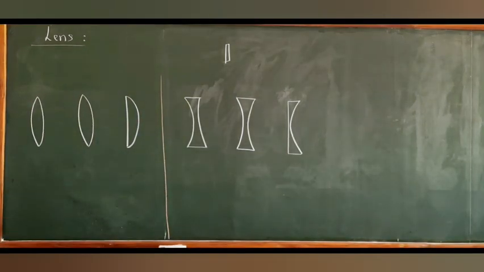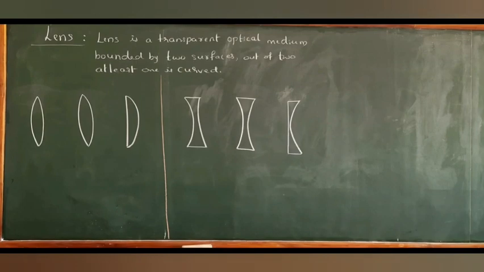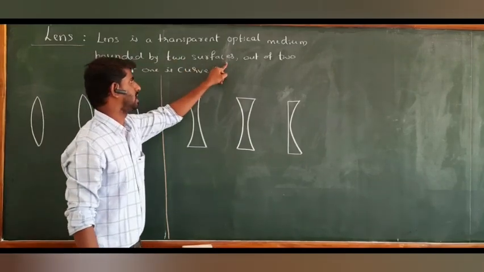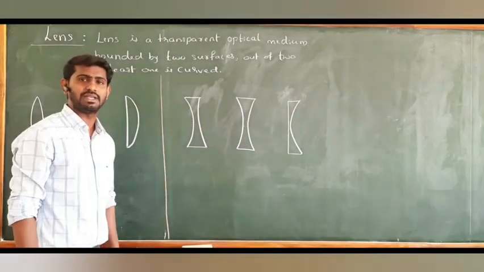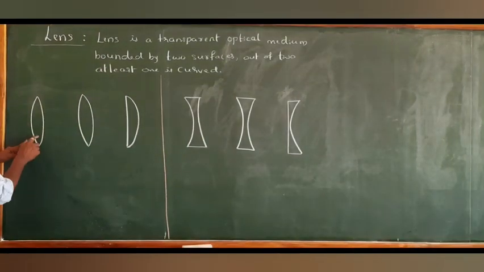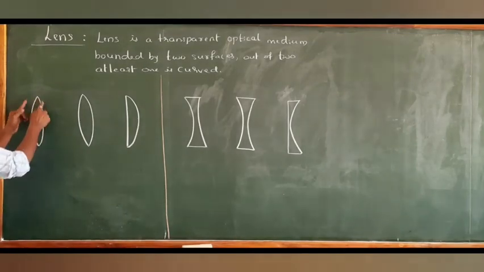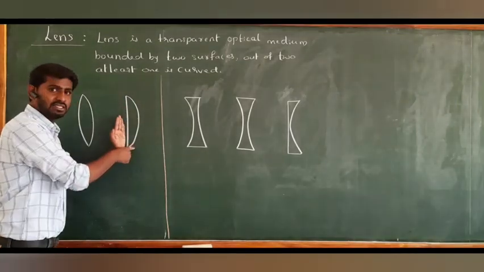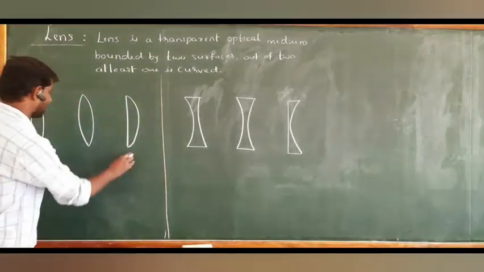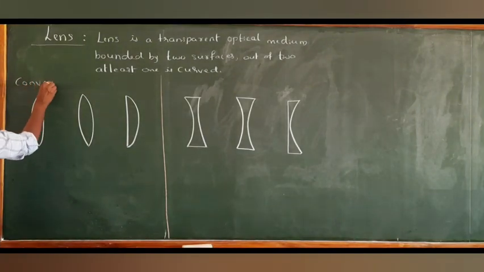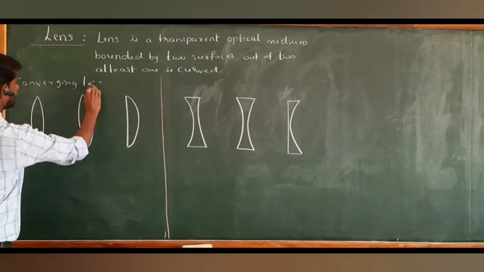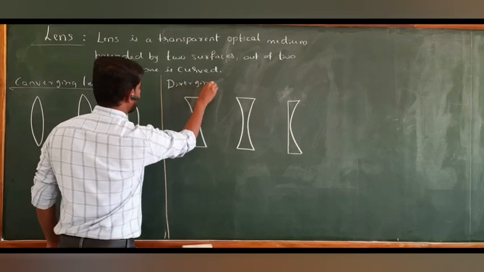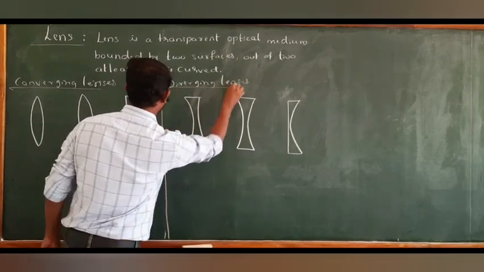Okay, so how to define the lens? The lens is a transparent optical medium bounded by two surfaces. Out of two, at least one is curved. So this is the meaning of lens. This is an optically transparent medium bounded by two surfaces, and both the surfaces are curved. And here one surface is plane and the other is curved, but still we call it a lens. And this is a group of converging lenses. And this is the group of diverging lenses.